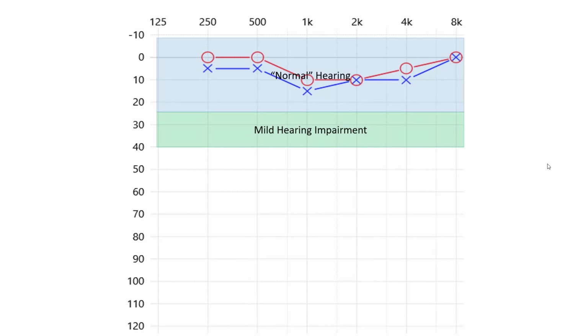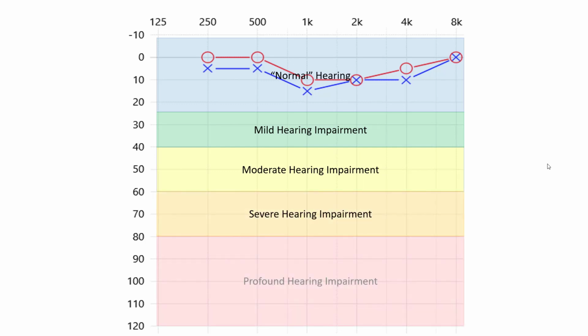If the results were further down, between 25 to 40 dB, we would say the patient has a mild hearing impairment. Between 40 to 60, a moderate hearing impairment. Between 60 to 80, a severe hearing impairment. And below 80, a profound hearing impairment. Let's look at some examples of different audiograms.